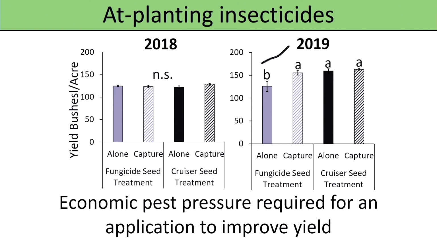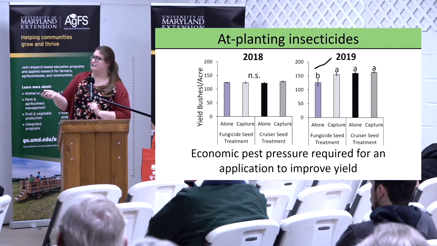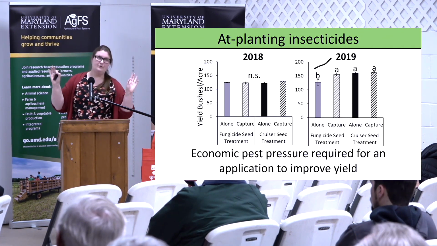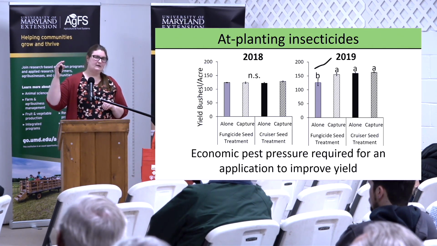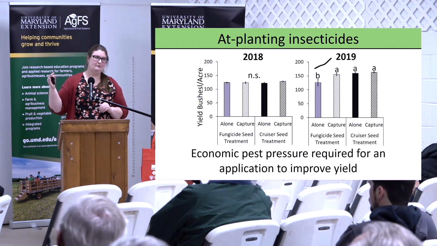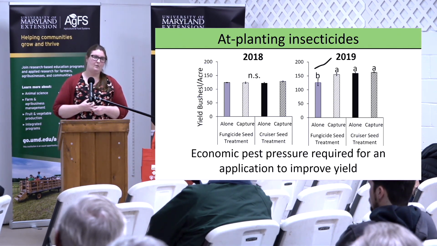And then if you are using at-planting insecticides, just remember, you have to have economic pest pressure for those to translate to yield. I've been working on this issue since I started. In one year did I get economic pest pressure. I went and found a wireworm field at Beltsville, and Capture and Cruiser, both alone, you don't need to combine them, both were able to increase yield because they reduced wireworm damage. But only in that year have I ever seen significant enough grub or wireworm pressure for those treatments to be economic.